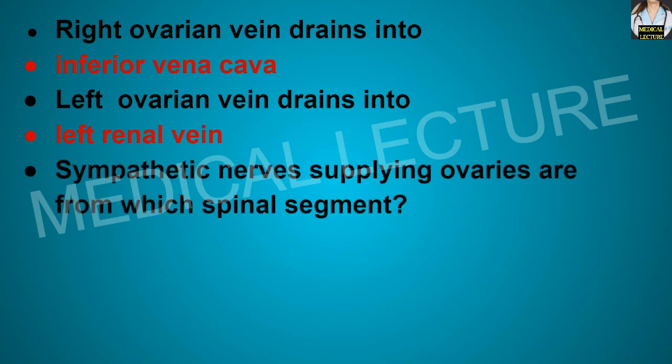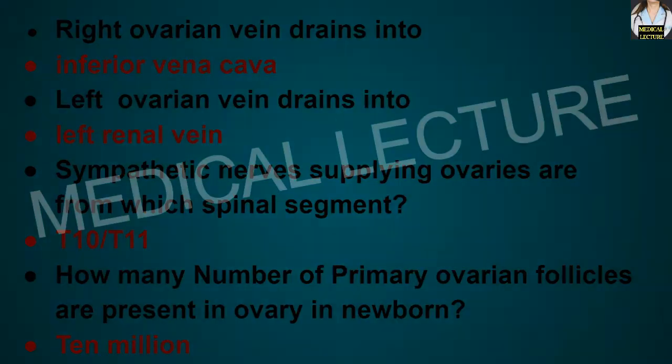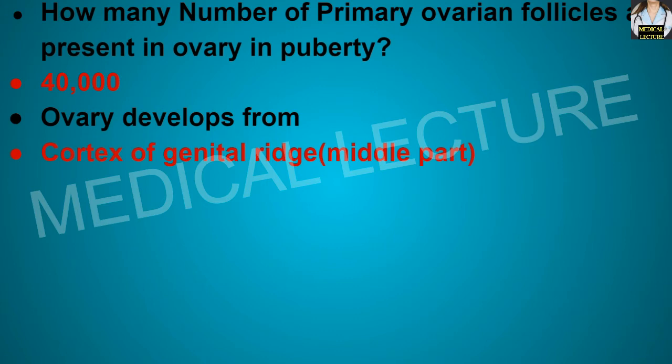Sympathetic nerves supplying the ovaries are from which spinal segment? They are from the T10 or T11 spinal segment. How many primary ovarian follicles are present in the ovary in the newborns? About 10 million. How many primary ovarian follicles are present in the ovary in puberty? About 40,000. Ovary develops from cortex of the genital ridge.